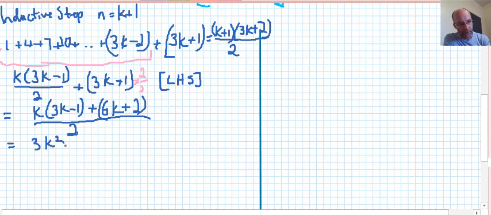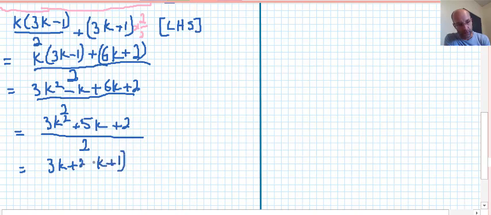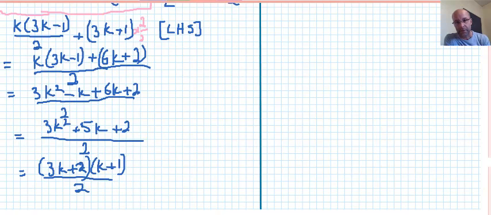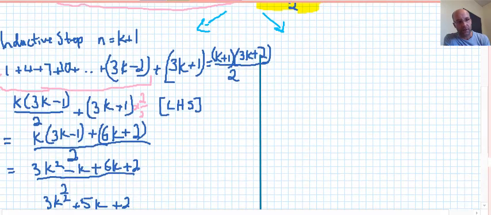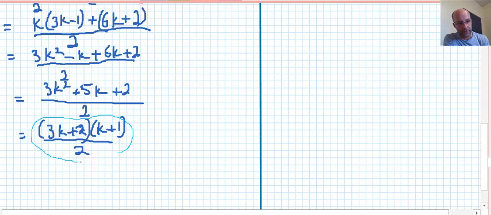Developing that further, expanding and simplifying, we have 3k squared minus k plus 6k plus 2 all over 2. Then we have a quadratic on the numerator, 3k squared plus 5k plus 2. We can factorise that quadratic into 3k plus 2, k plus 1, and that's over 2. This is great news because we can see that here and here are the same thing. So that equals the right hand side.